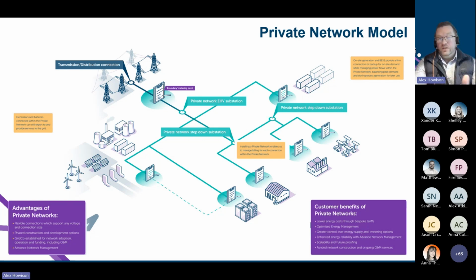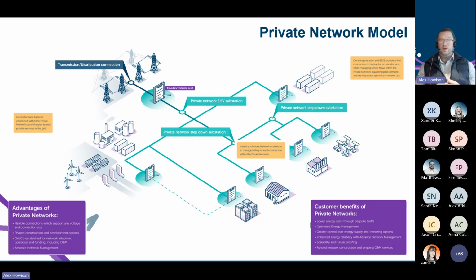One of the key advantages with private networks and microgrids, in the unlicensed spaces, is that we can utilize non-standard, non-ENA approved equipment behind the point of connection. So we will obviously have to make sure that the point of connection is compliant: protection settings, fault level, all of that meets the DNO or the TO requirements at that point of connection.